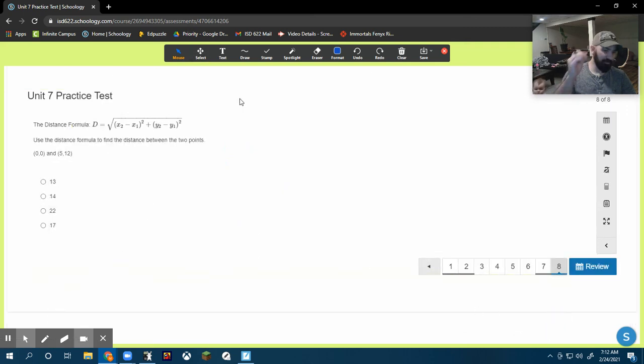And last one, we're using the distance formula. Remember, when we do these, we need to remember what is x1 and x2.